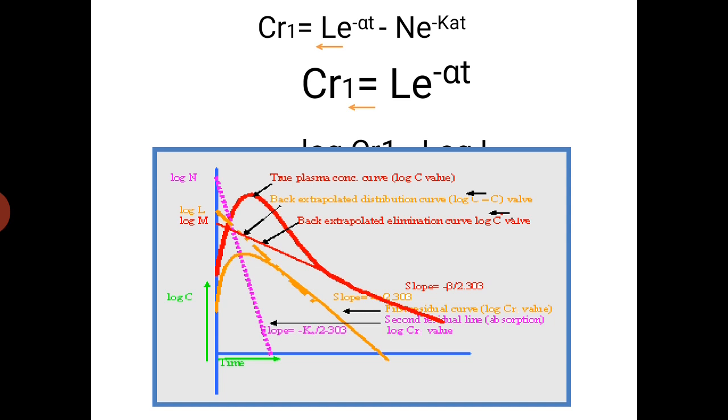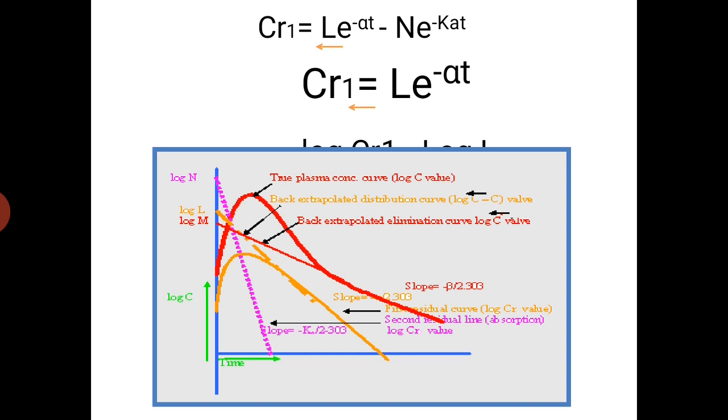That is, log CR1 back extrapolated is equal to log L minus alpha t divided by 2.303. So from this we can determine the rate constant alpha. Previously we determined the rate constant beta, now we got the rate constant alpha, and also we got the y-intercept as capital L here. Now we got the rate constants for the elimination and also the rate constants for distribution.